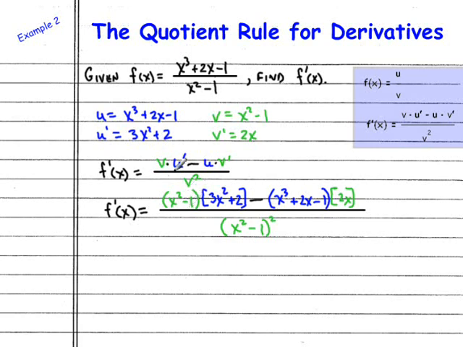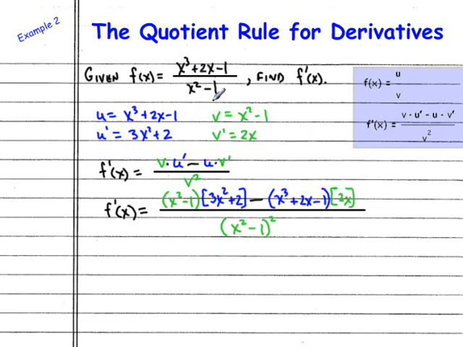Here is v, and here is u prime. Remember, v times u prime. And then it's minus u times v prime. That is, minus the numerator times derivative of denominator. Of course, the numerator is x cubed plus 2x minus 1. That's our u. Times the derivative of our denominator, v prime.